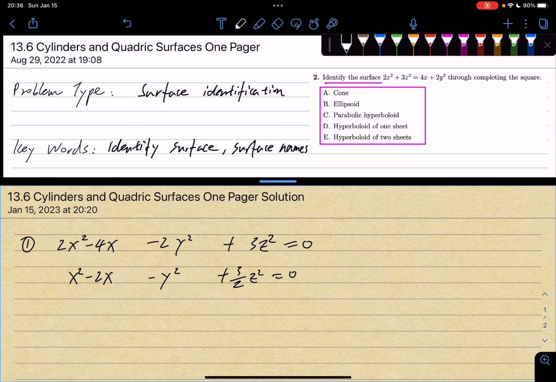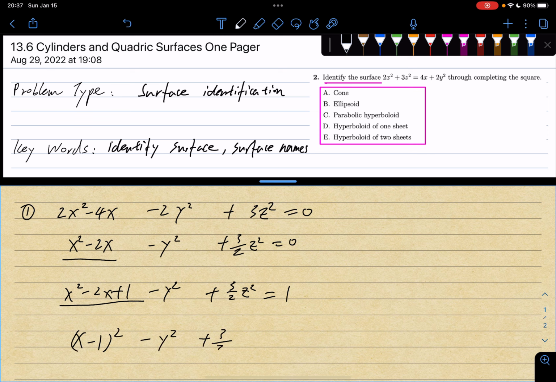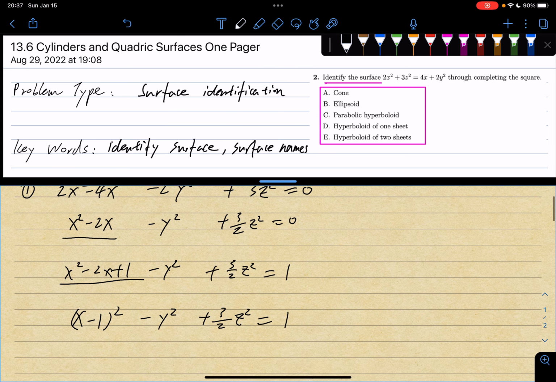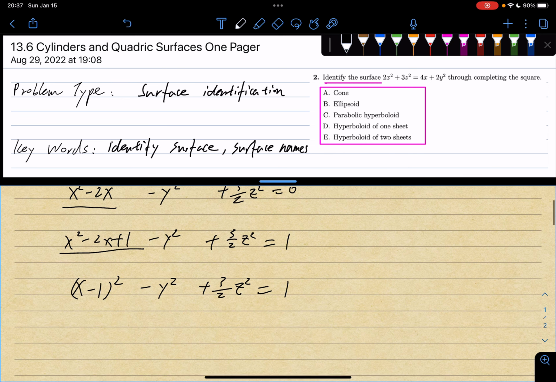To complete the square, I think everybody agrees that the only term we need to deal with here is the x squared. You might need to deal with more than one, but x is the only one we have to worry about in this problem. So to complete the square, we add 1 to both the left side and right side of the equation: x squared minus 2x plus 1 minus y squared plus 3/2 z squared equals 1. Then we can complete the square: (x minus 1) squared minus y squared plus 3/2 z squared equals 1. And here we have the standard form. That's step number one.